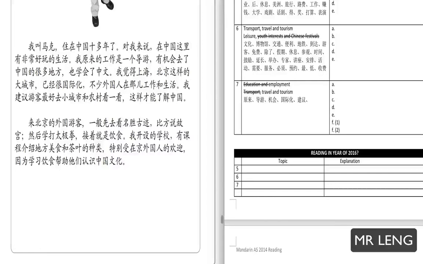建议 recommend, 城市 city, 农村 countryside, 了解 get to know, to learn about, 名胜古迹 the scenic spots, places of interest, 饮食 food and diet, 开设 open, 课程 course, 介绍 introduce, 地方 local, 种类 categories, 欢迎 welcome or well received, 帮助 help, 文化 culture. Let's take a look at the final questions.